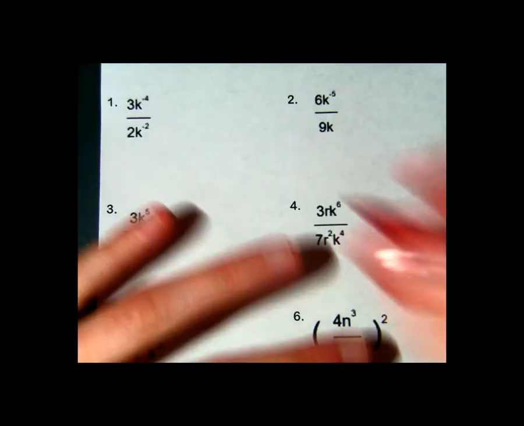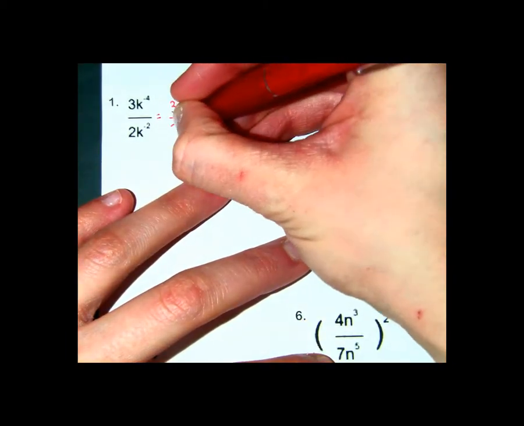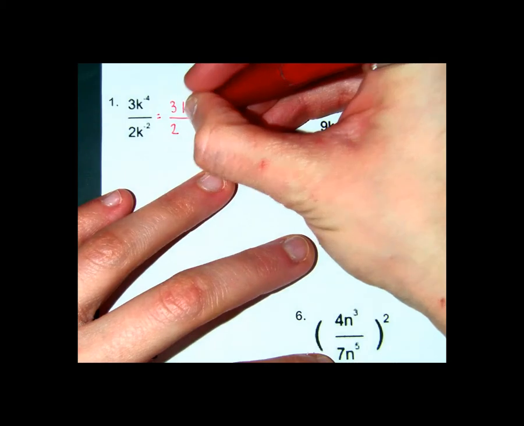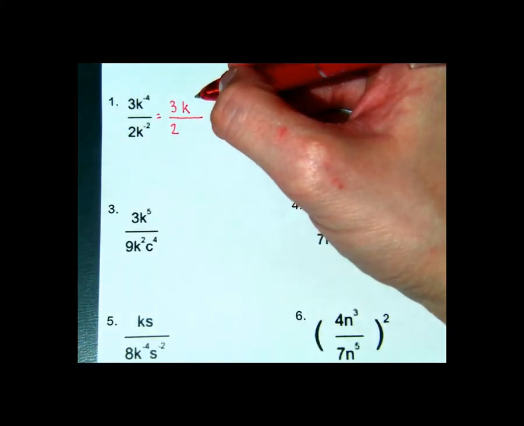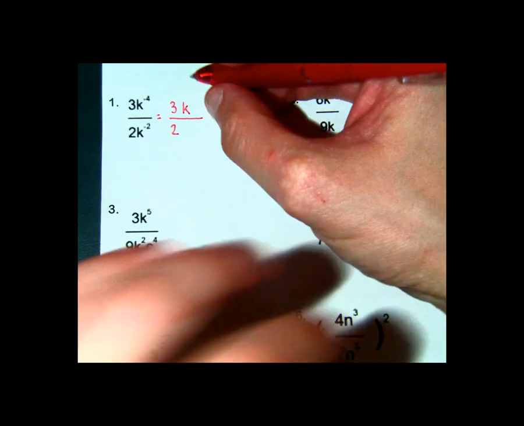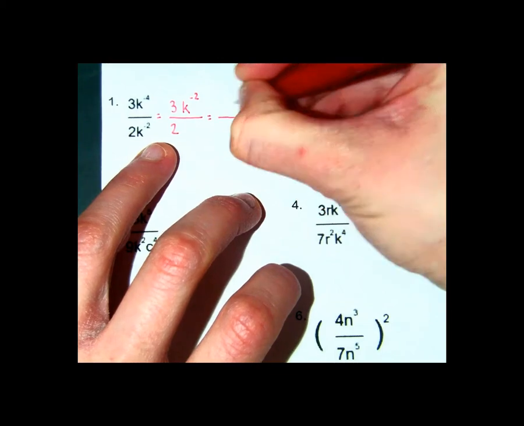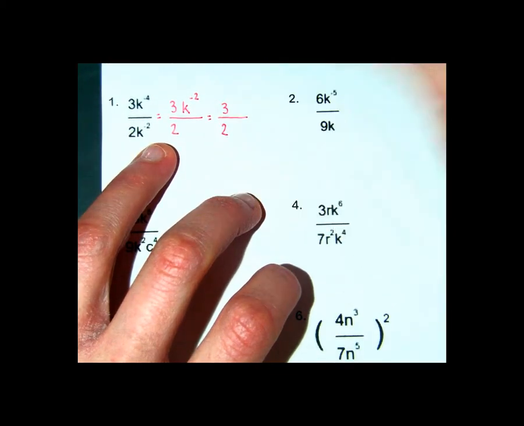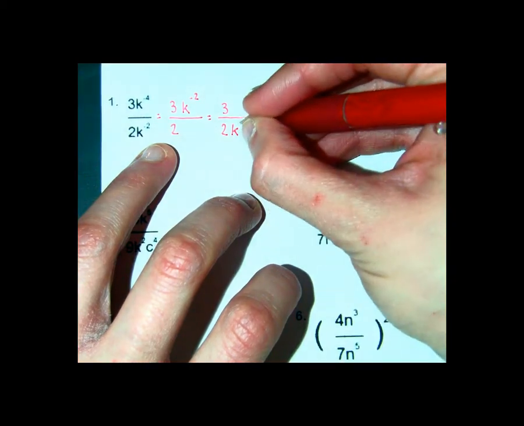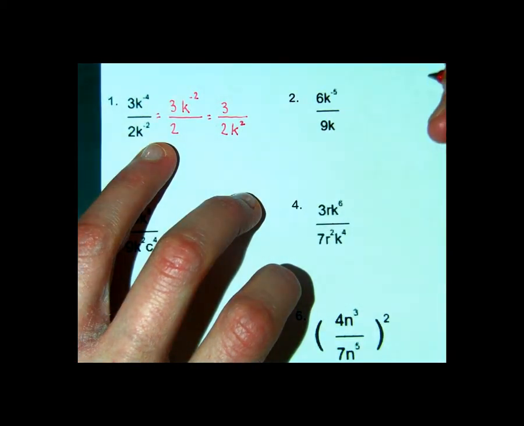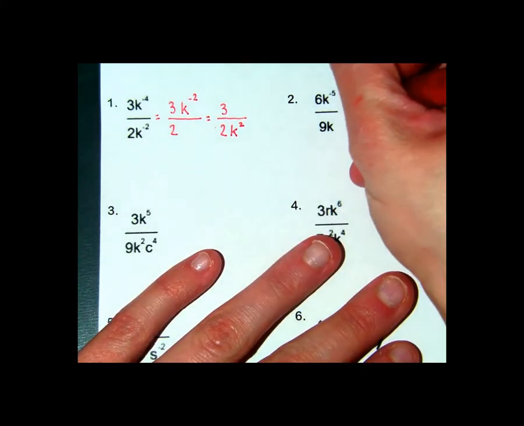So number 1, we leave our numbers alone. Then we are going to have k, negative 4 minus negative 2 is negative 2. So I know I'm not done because I have a negative exponent. Bring your 3 and your 2 back over. This k to the negative 2 transitions to the denominator, and it becomes a positive 2. I'm then finished. Same process on number 2.